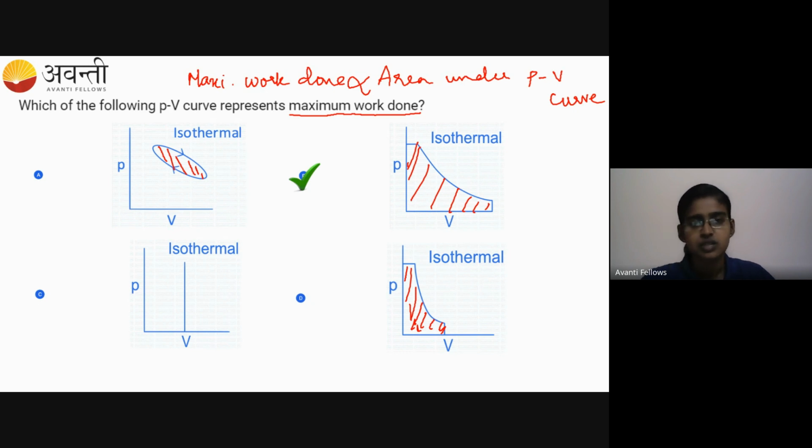Just use this relation to find out the answer. Shall we move on to the next question? Is this okay for all? Yes or no? Give me the response quickly. Okay, good.